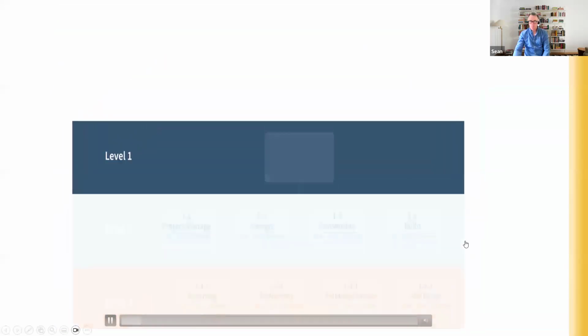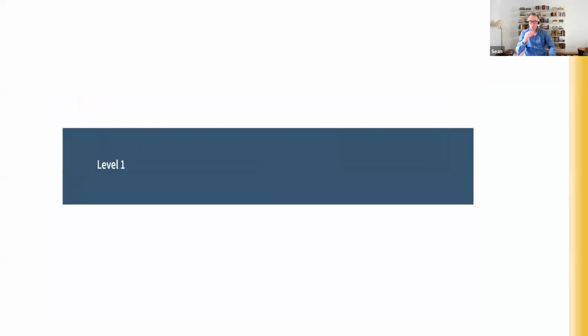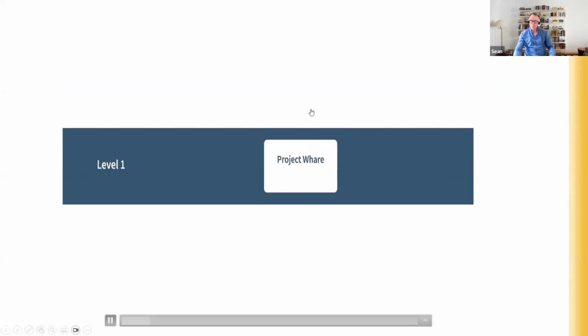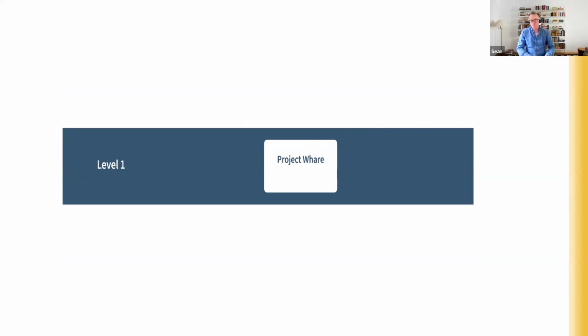Let's start right at the top by putting our project name into the first square. In this case, we'll call our project Project Whare. This top level should clearly state the project title, which should also reference the final project deliverable. Don't forget to give it a number, and in this case, we'll give it the number 1.0.